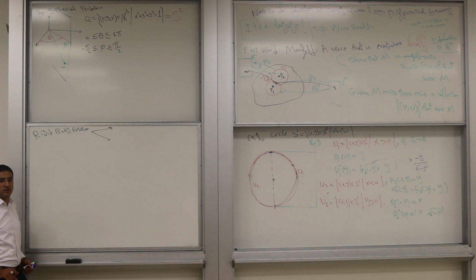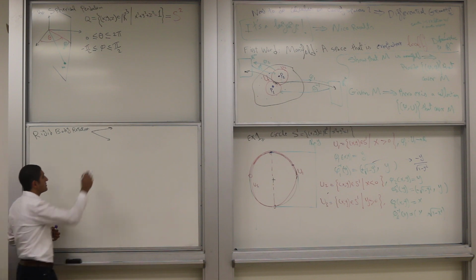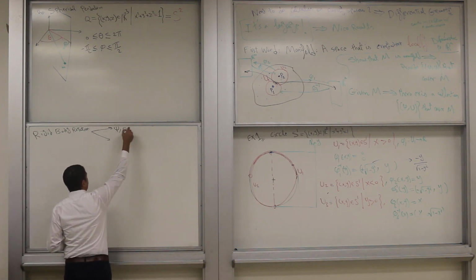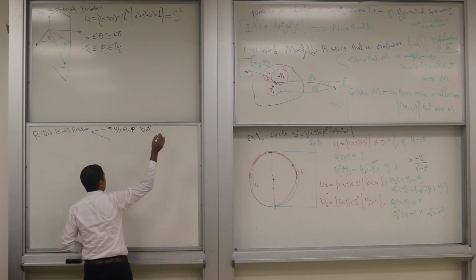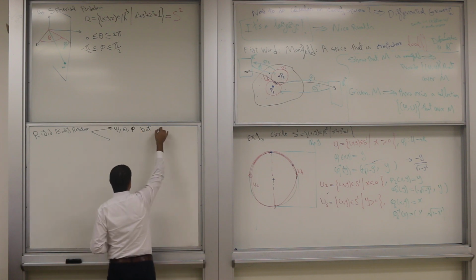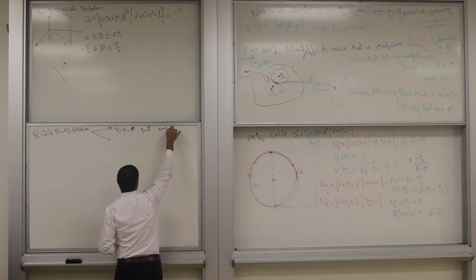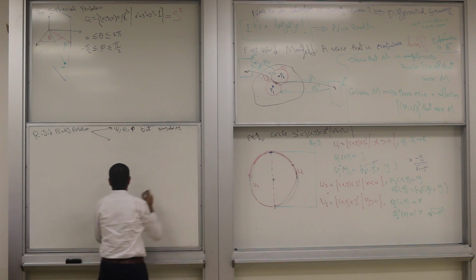What are the things that we learned in this class? How do you represent the attitude of a rigid body? The orientation of a rigid body? Polar angles. This is the obvious answer, psi, theta, phi. But what? But Euler angles, there has to be a singularity. So we cannot use Euler angles here.